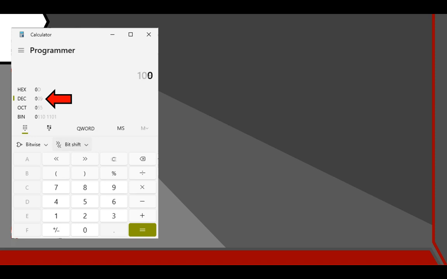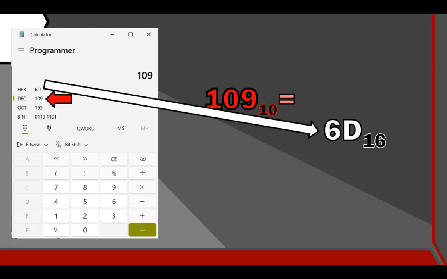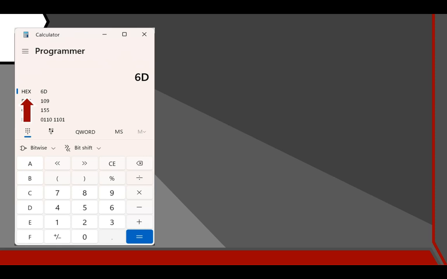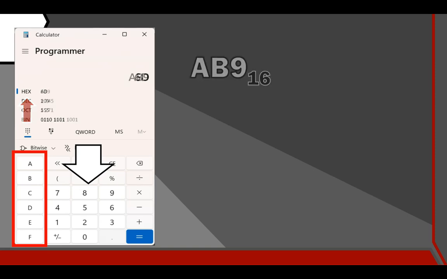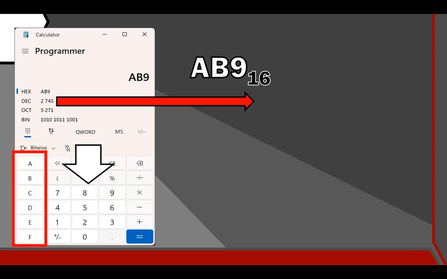So if you type in 109, you'll notice that the answer for the hexadecimal can be seen in the hexadecimal part, or the hex part, which in this case is 6D. And if you click on the hex option, you are now in hexadecimal mode. You will now notice that you have access to all the digits from 0 to 9, as well as the letters from A to F, so that you can input hexadecimal numbers. So if you type in AB9, you'll notice that next to the dec or decimal part, you can see that the answer is 2,745, meaning AB9 in hexadecimal is 2,745 in decimal.